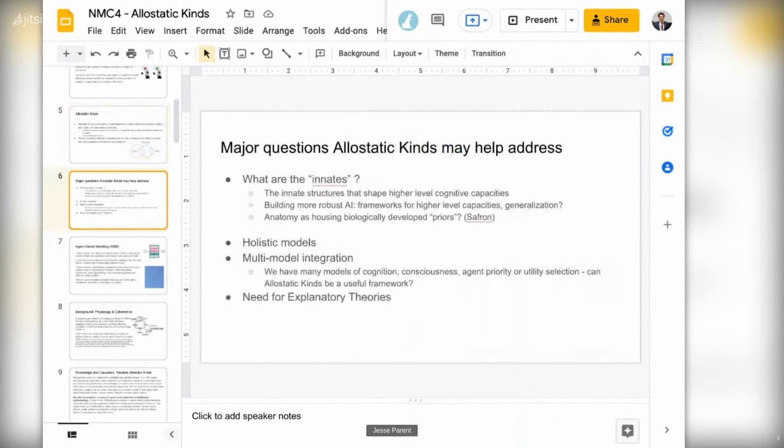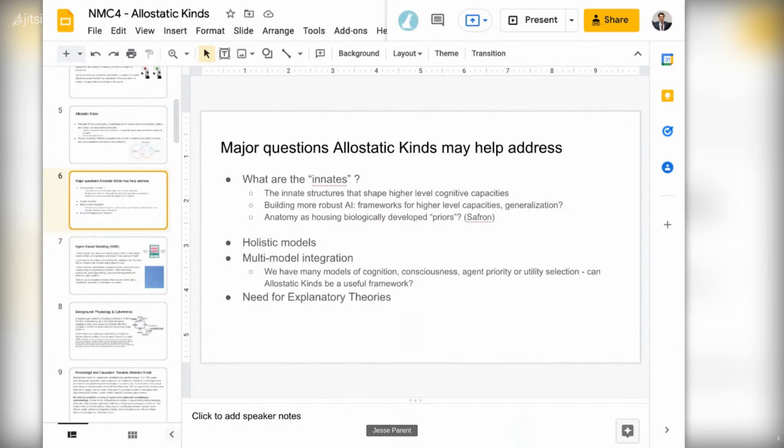Some major questions that these kinds may be able to help address are: what are innates? In AI, or towards more robust AI, there's discussion of what innates may be required to have higher level artificial intelligence. But also, how is this reflected biologically? How are innates in information or cognitive processing or allostatic mechanisms housed in biological developments?